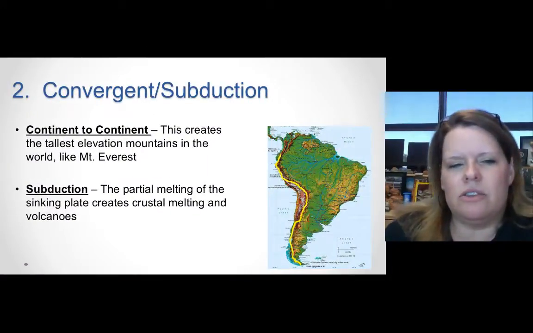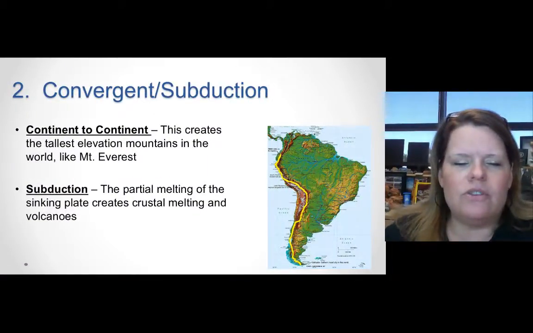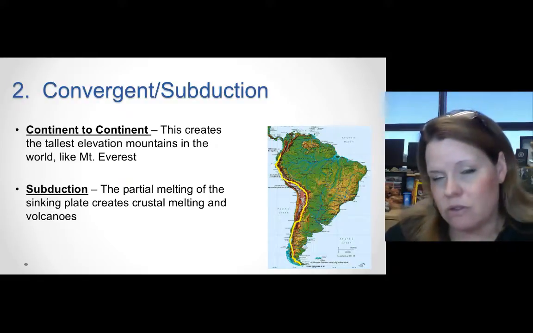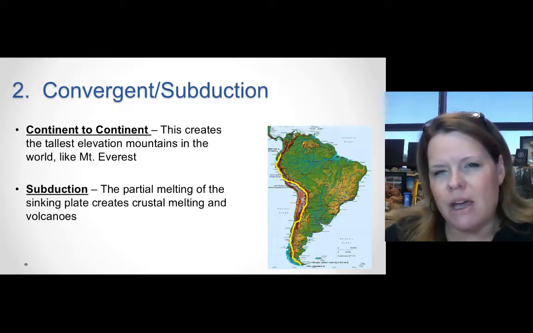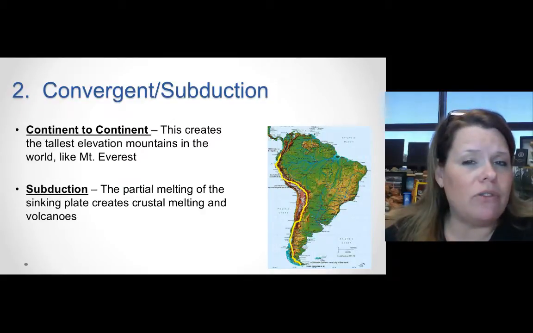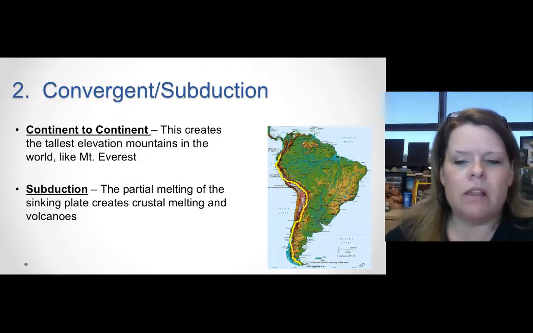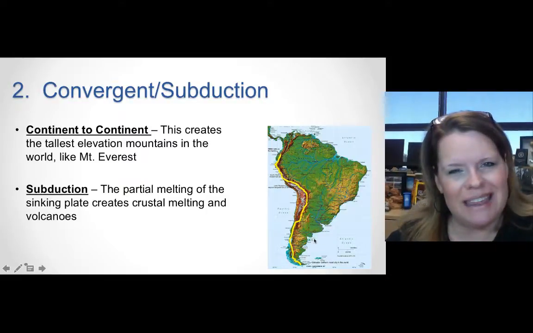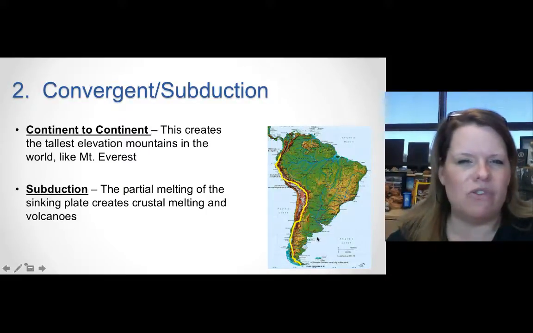So when you get a convergent or subduction zone, there are two types of convergent boundaries. There's where two continents smash together, similar to India smashing into Eurasia, and when it does, this creates the tallest mountains such as Mount Everest. Big, huge mountains. Subduction creates mountains and they're sizable like the Andes, but because the ocean plate sinks beneath the continental plate, the mountains are not as tall.